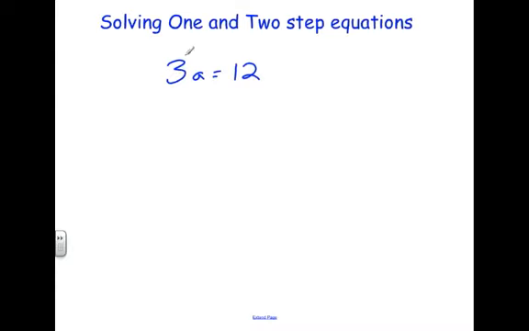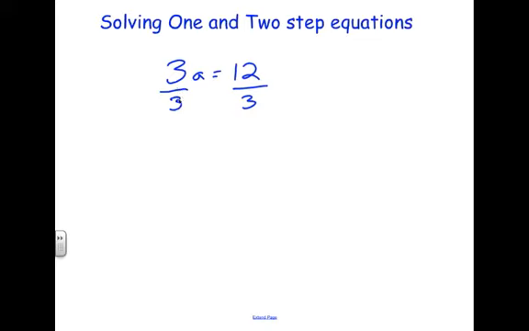So in order to make this just a, we have to make the coefficient, or that number in front of the variable, a 1. And so in this case, we're going to divide by 3. If we do 3 divided by 3, we're going to get 1a. And then that means a is all by itself. That's perfect. But remember, just like in the last equation, if you do something to one side of the equation, you have to do it to the other. So we have to divide this number over here by 3 as well.